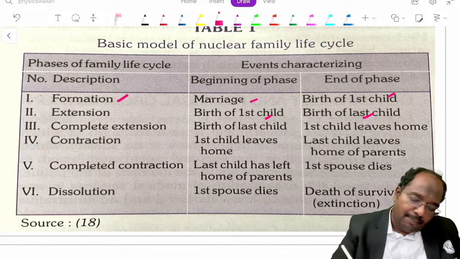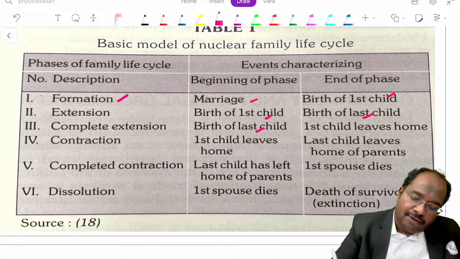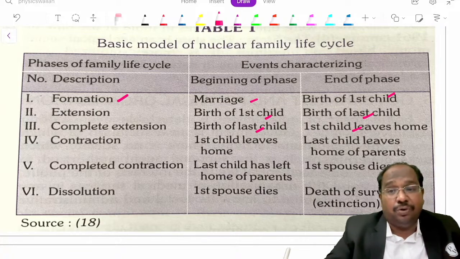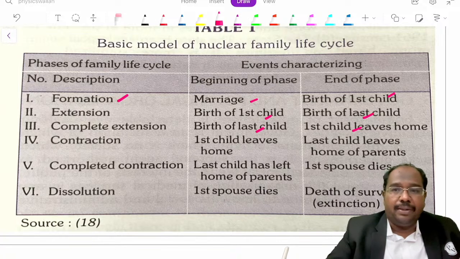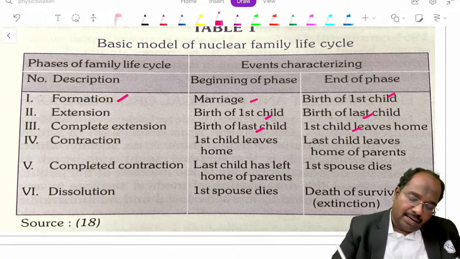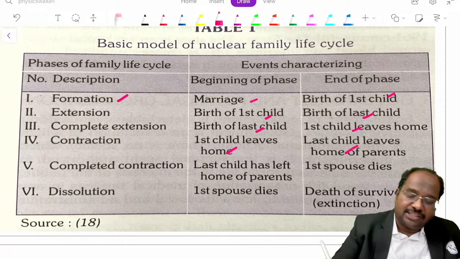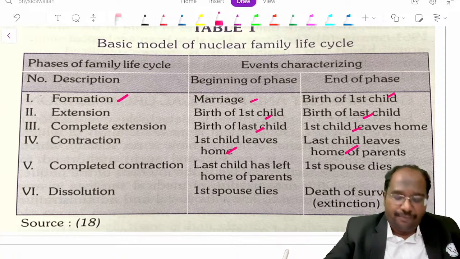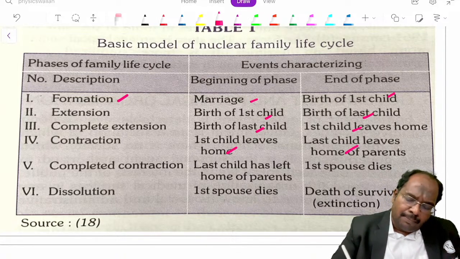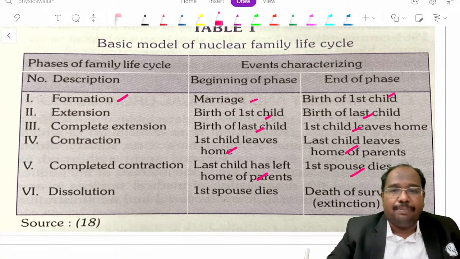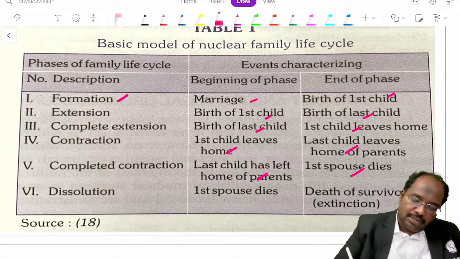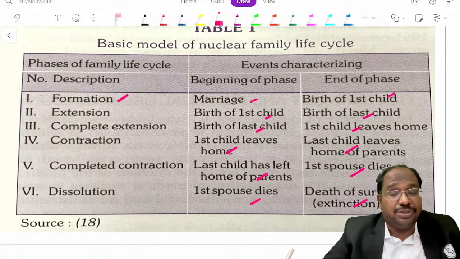Complete extension is from the birth of the last child until the first child leaves home, because they want to study or, probably, are getting married. Contraction is from when the first child leaves home until the last child leaves the family. Completed contraction is from when the last child has left the parents until the first spouse dies. As a couple, the first one dies. Dissolution is from the death of the first spouse to the death of the survivor.